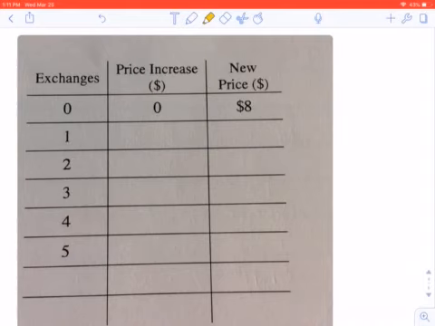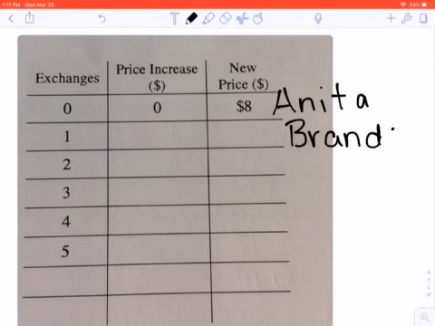All right, so first price was $8. That was Anita. Anita bought it for $8, but she's going to sell it to Brandon for 50% more. So what is 50% of $8? Or what is half of 8? Half of 8 is 4. So she's going to increase the price of the item by $4. But the new price is not going to be $4. The new price is going to be 8 plus 4, which is 12.